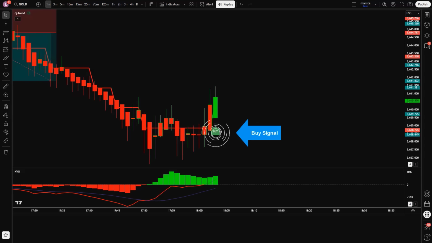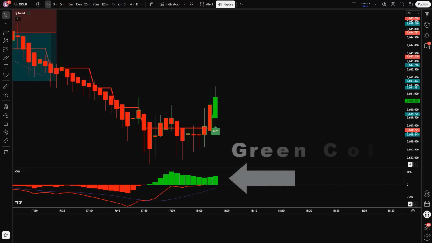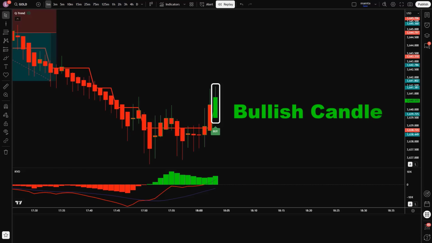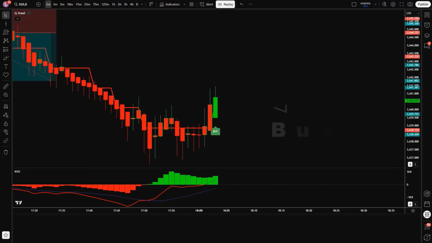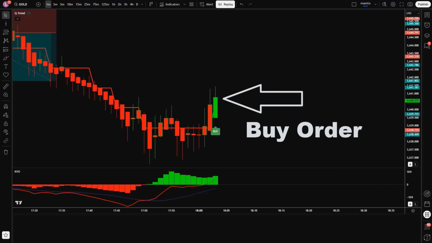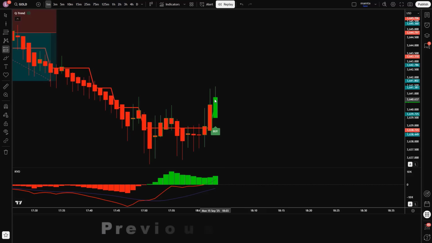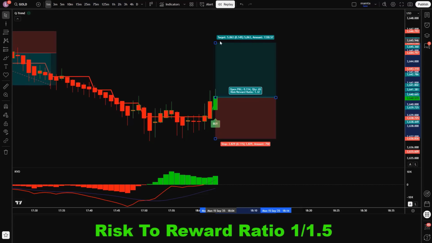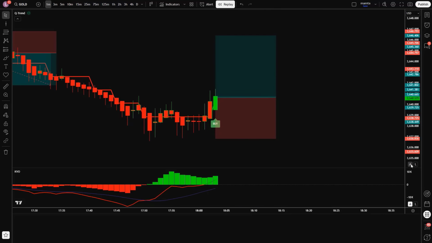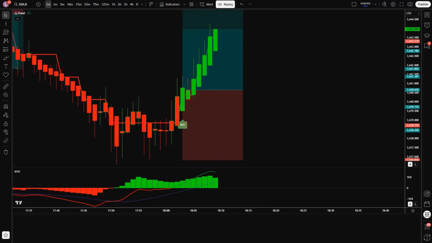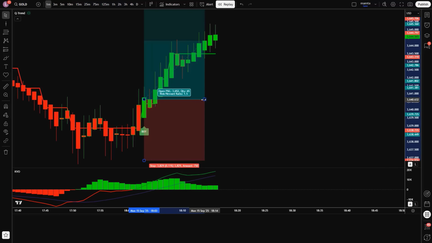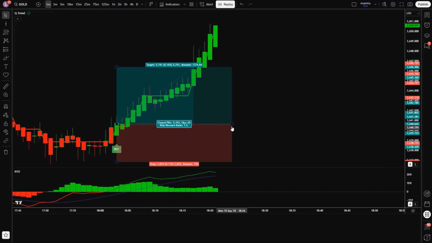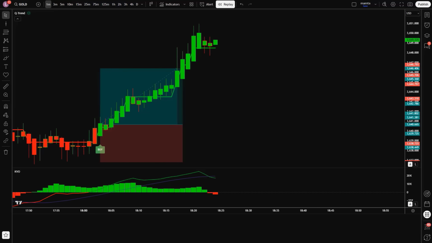Here the Q trend indicator gives us a buy signal. Here the Klinger volume oscillator indicator shows green color columns. Here the market has made a bullish candle to give confirmation. So all our conditions are being fulfilled, so we are placing an order to buy. Our stop loss is the previous low of the market, and the risk to reward ratio will be 1:1.5. Let's see what happens to our trade. Our trade is running in profit. The market has completely hit the target. Let's find the next trade.